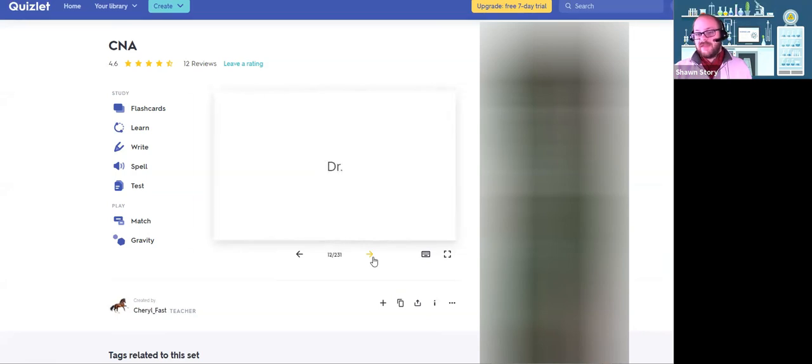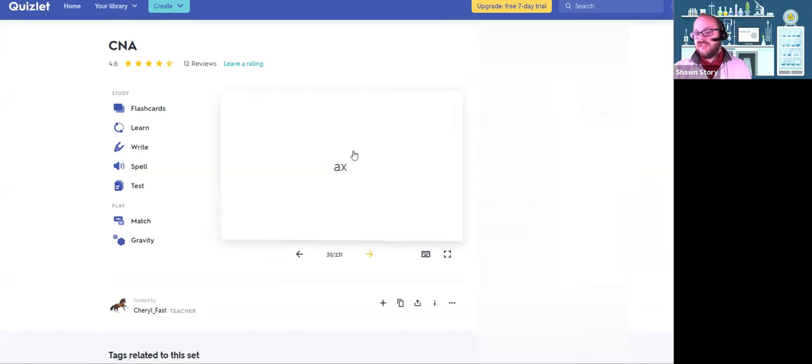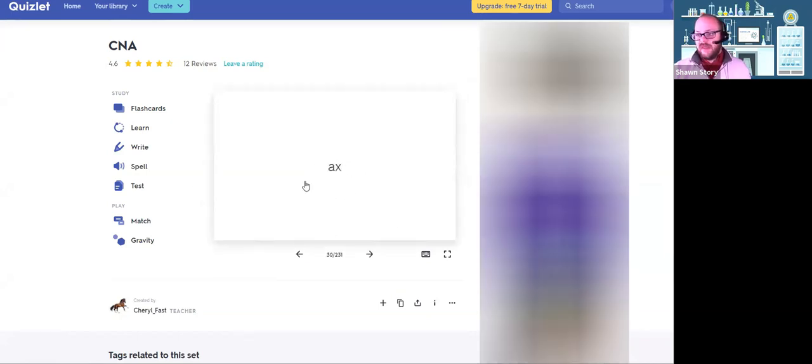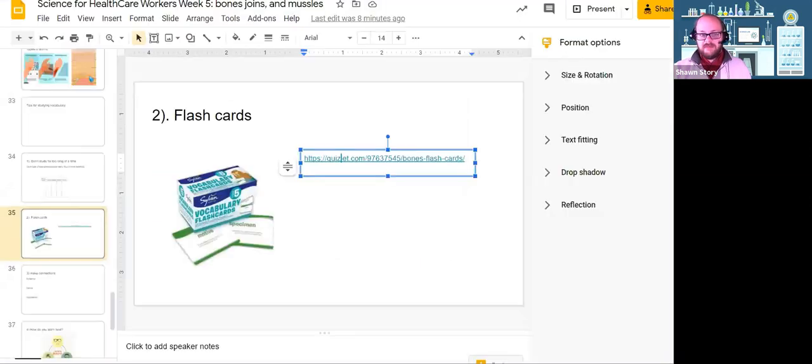Yeah, so it looks like this one is all the abbreviations. So this is what, 231 abbreviations for CNA. The CDC, the Center for Disease Control, HIV, AIDS, HPV. So all these abbreviations that we're seeing in CNA training, you will see here. So this is a way that you can just practice them. AX, auxiliary. So that was my study tip.